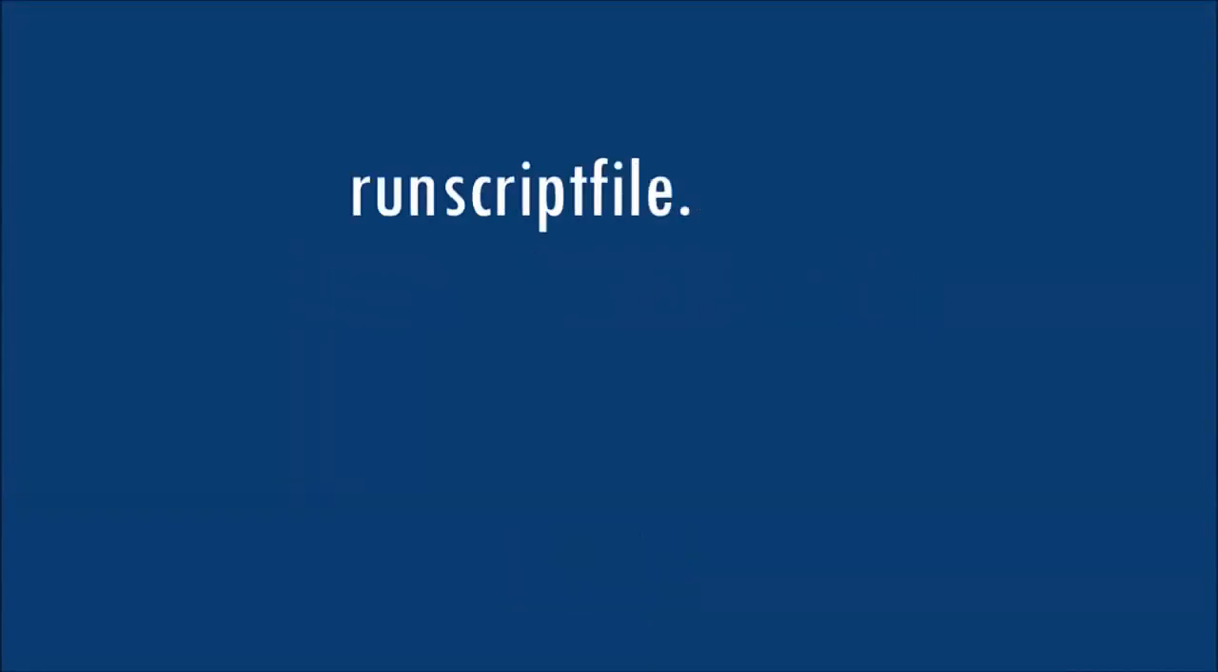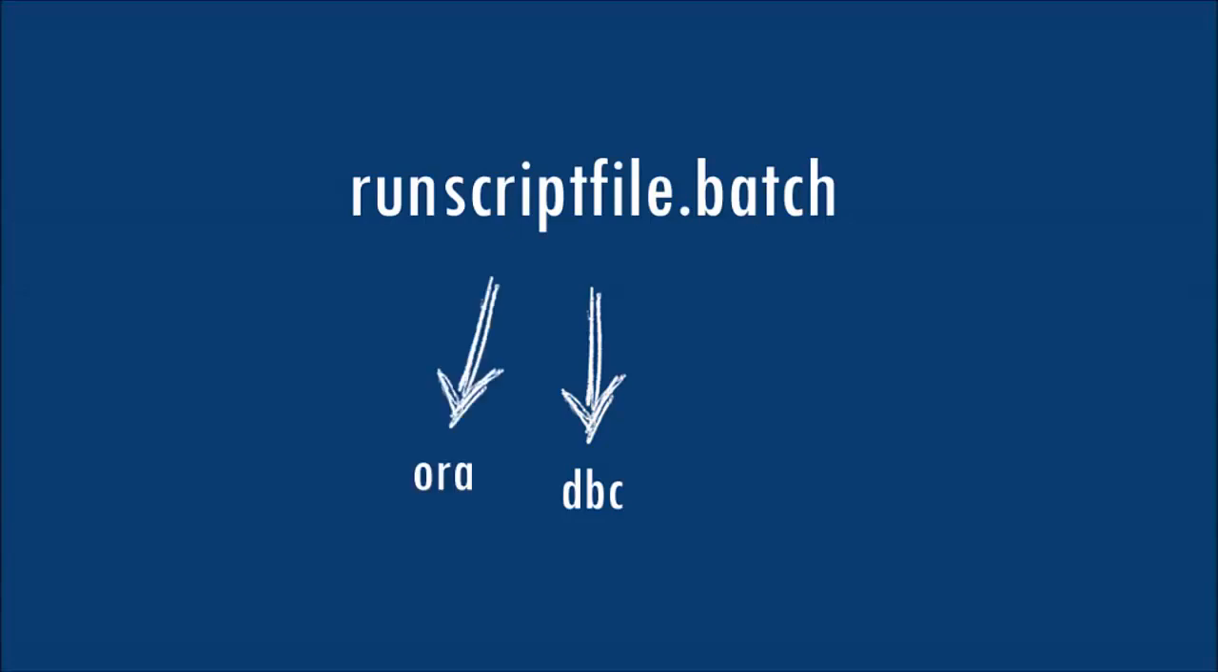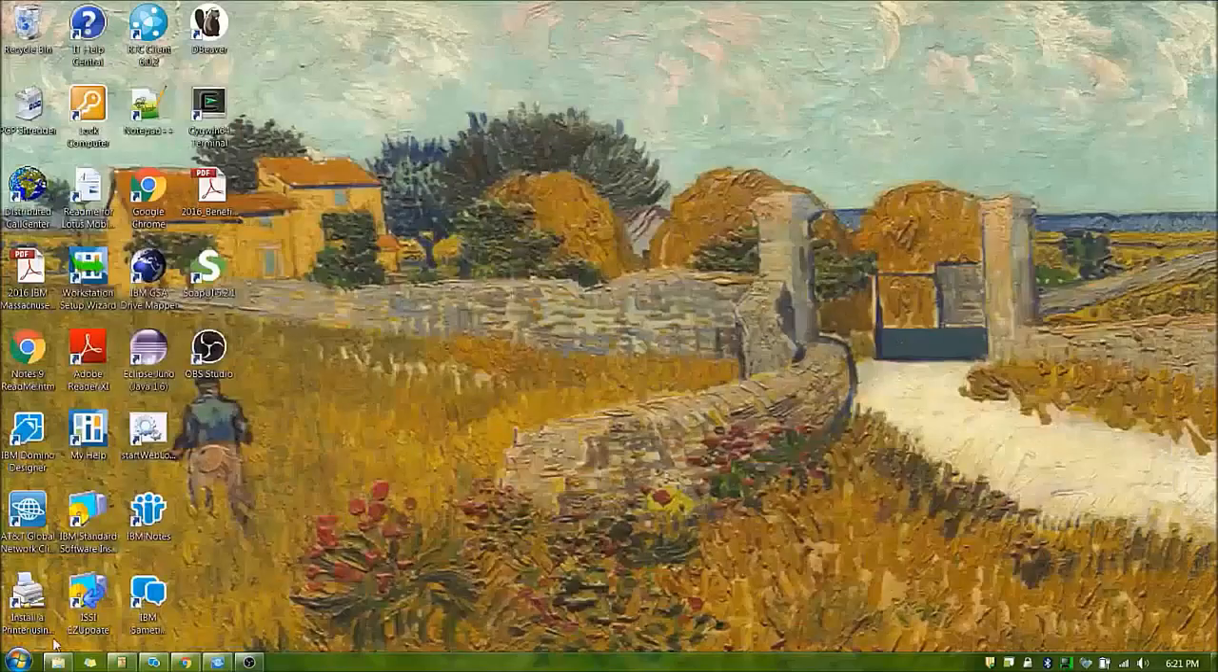The batch file run script file can be used to run a DBC script manually if a database script fails or to run a custom script. This method can also be used to run script files with the file extensions Aura, SQS, DB2, and SQL.